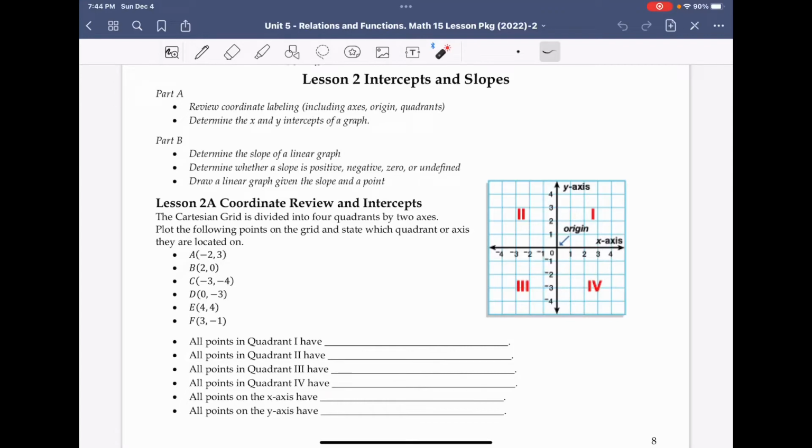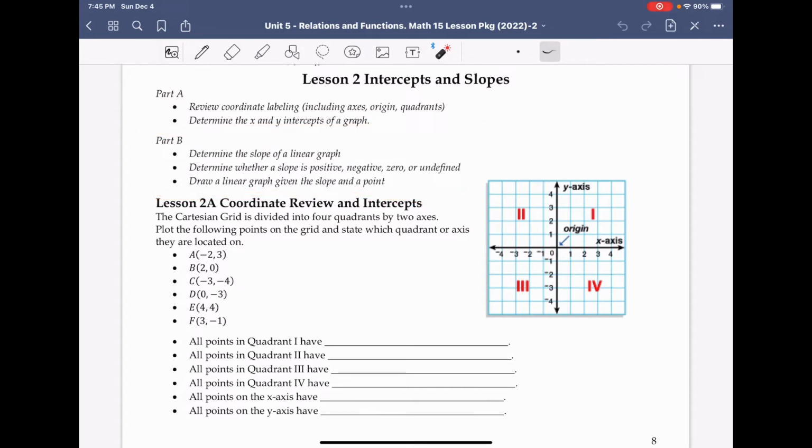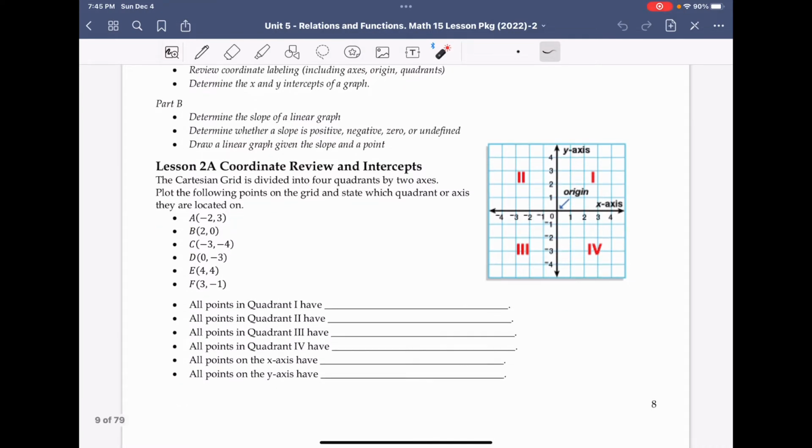All right, so now we move on to lesson 2 of relations and functions, and it's dealing with intercepts and slopes. We're going to break this lesson into 2 sections. The first part is to review coordinate labeling and determine x, y intercepts. And the second part is going to be determining the slope for slope-intercept form. So let's move on to section 1, which would be coordinate review and intercepts.